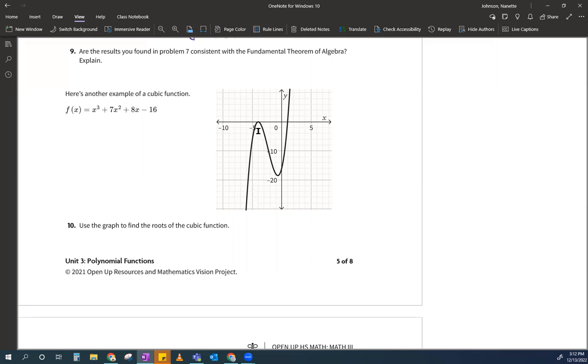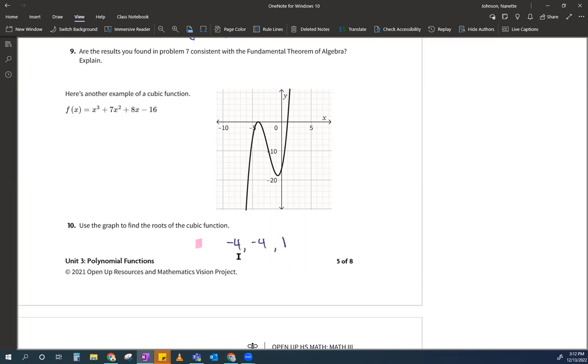So here are my roots. My roots for this one are -4, -4, and it looks like 1. That's what my roots look like. So I'm going to put -4, -4, and 1. And then how would I check this?